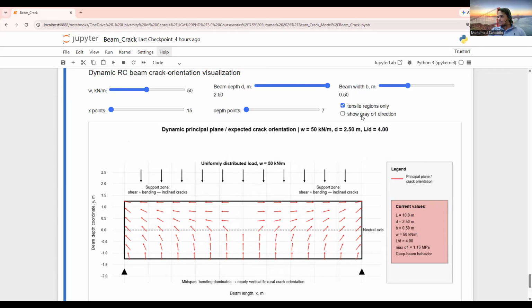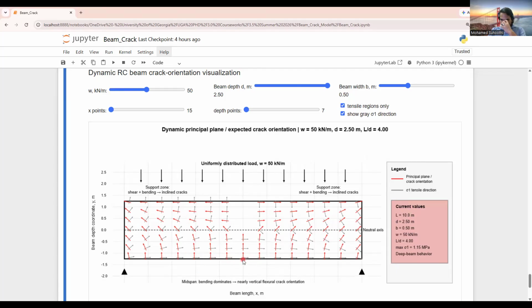Something I have to show you, the major principal axis, right? You can see the gray one is the principal axis, the major principal stress direction. If the major principal stress is in this way, then perpendicular to that stress, let me bring the spotlight, my crack orientation, right? Here you see, in all the cases, the crack orientation is perpendicular to the principal stress.